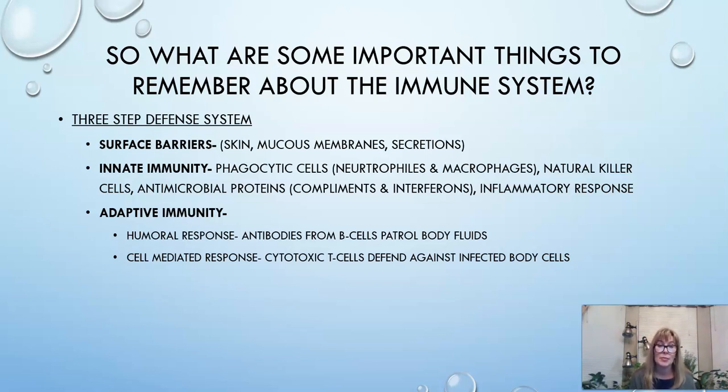Our third one is adaptive immunity. We have humoral response, and your humors are the liquids of your body. Antibodies from B cells patrol those body fluids. And then we have cell-mediated response, which would include something like cytotoxic T cells, which defend against infected body cells.